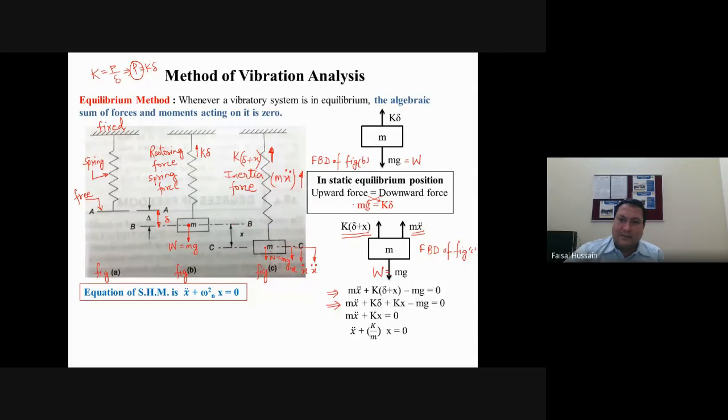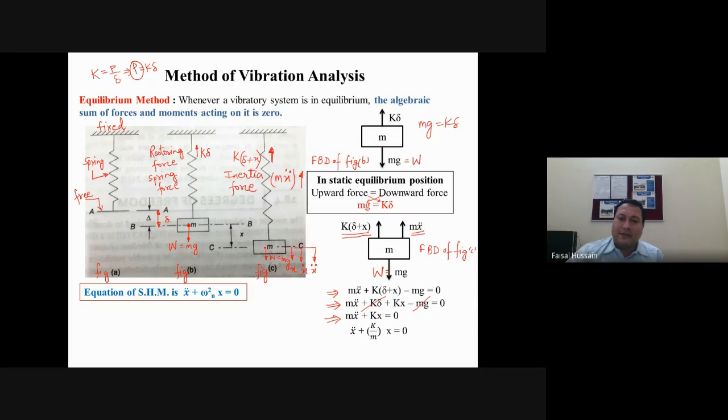Similarly, see, mg equal to what? k delta. In the second figure, in the free body diagram, figure B, you have seen that mg is equal to k delta. So k delta and mg will get cancelled. So my equation will be mx double dot plus kx equal to 0.